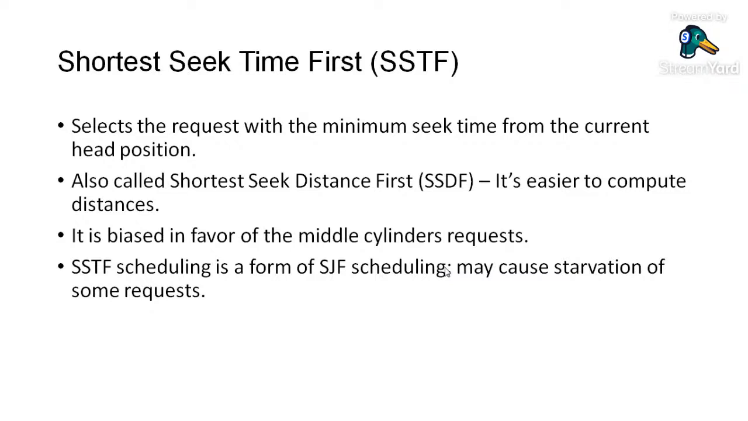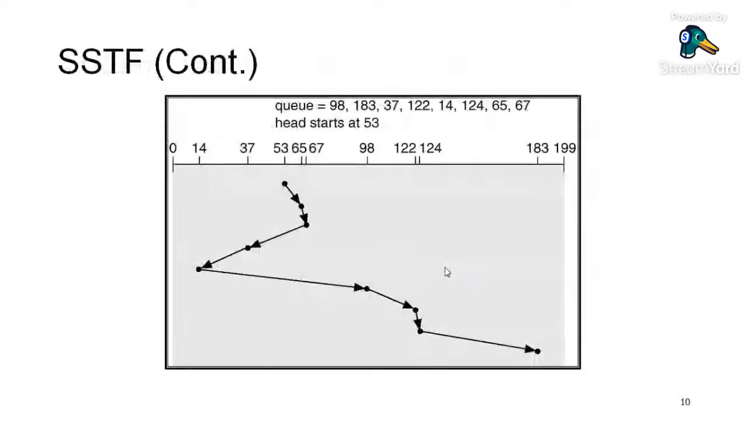It is easier to compute distances. It is biased in favor of the middle cylinder requests. Yes, it is biased because it is a little bit difficult. Means let us consider that if the distance from the head position is the same, then it will be difficult to decide in which direction to proceed, whether left or right. SSTF scheduling is a form of shortest job first and may cause starvation. Now see here, this is the snapshot for the same queue: 98, 183, 37, 122, 14, 124, 65, and 67.